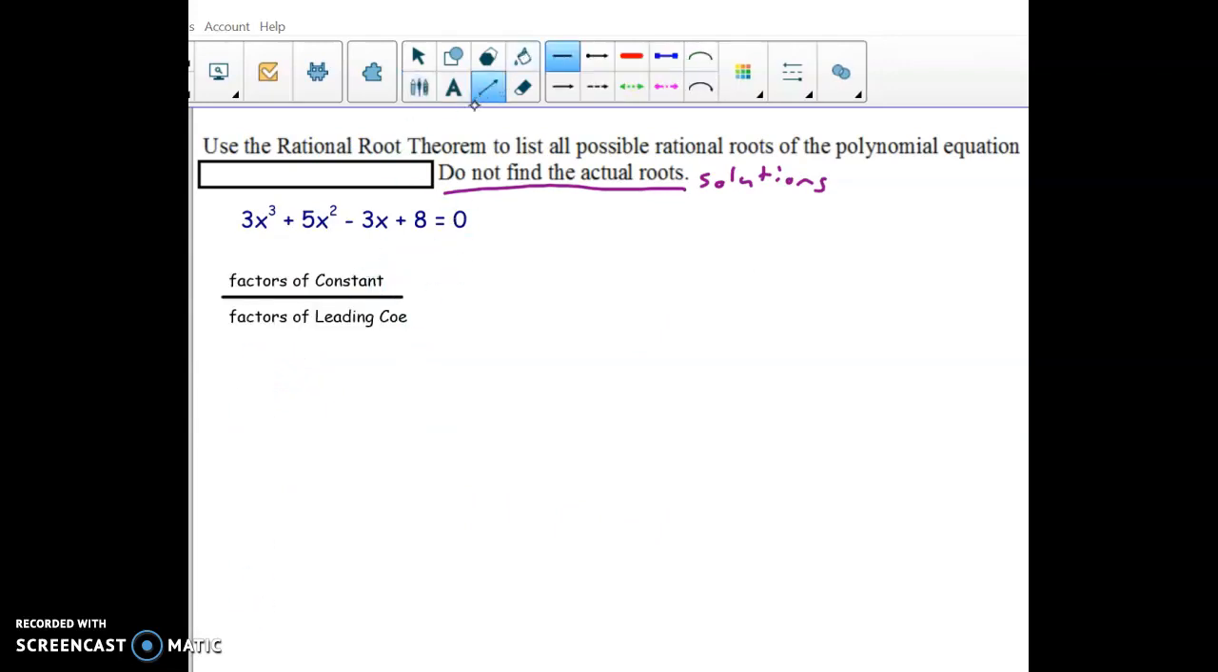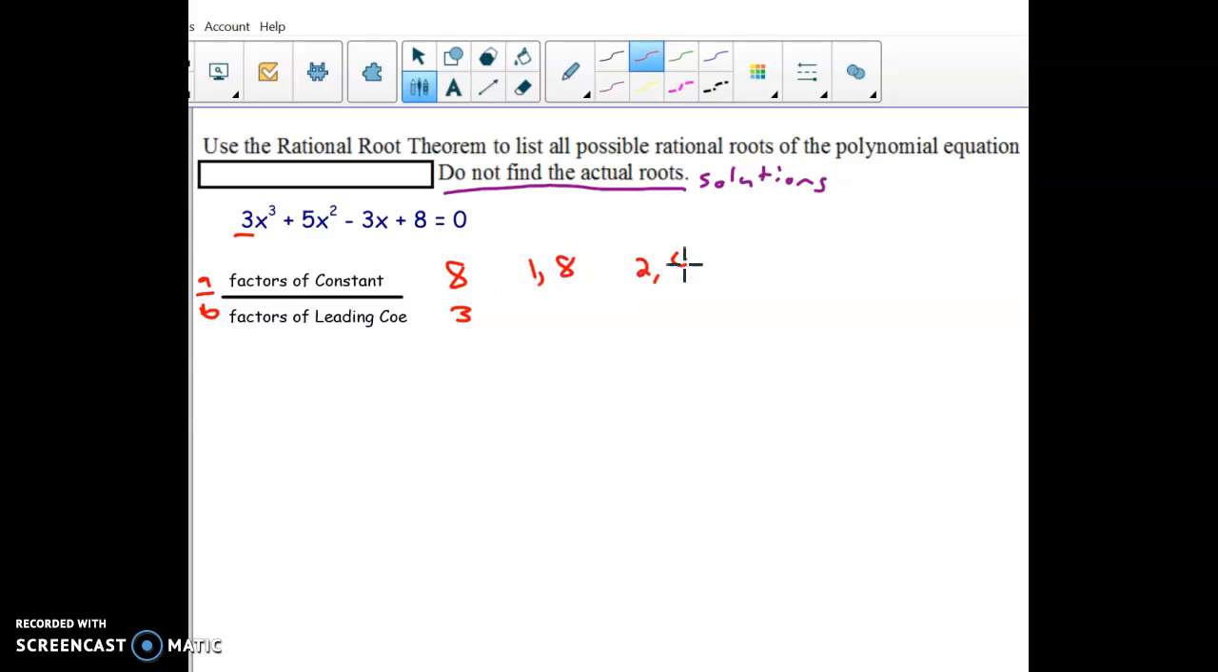What the rational root theorem says is if they are rational, a over b, then the top number has to be a factor of the constant, which is 8 in this case, and the bottom number has to be a factor of the leading coefficient, which is the 3. So if we list out our factors of 8, that's 1 and 8, 2 and 4. For 3, there's just 1 and 3. And now we have to pair them all up.